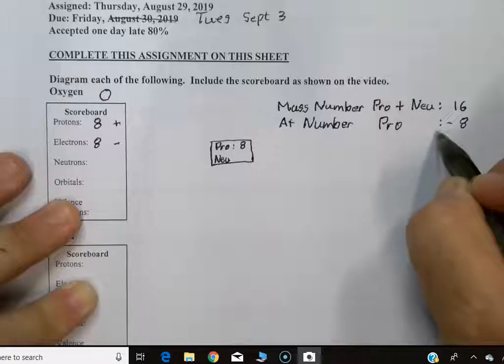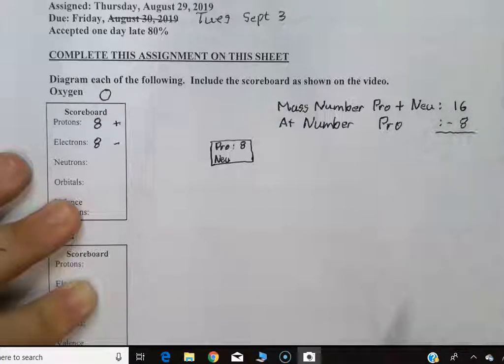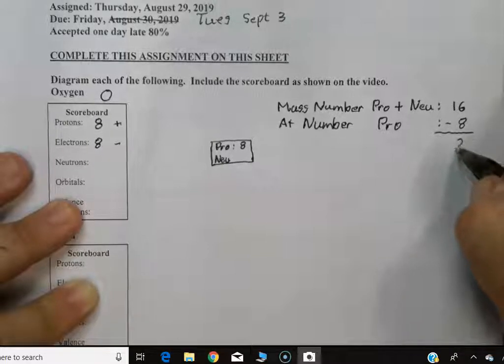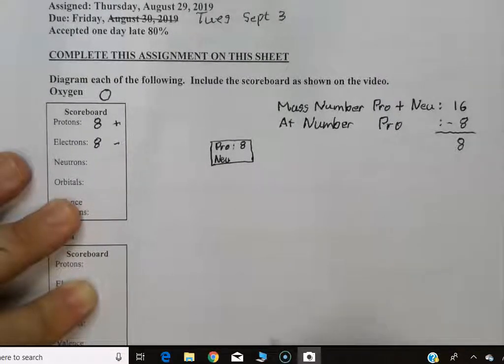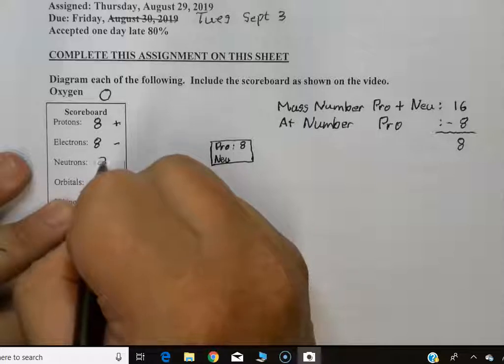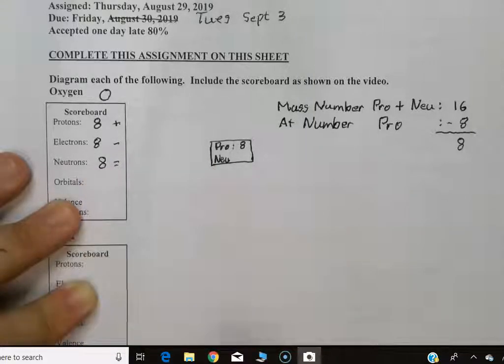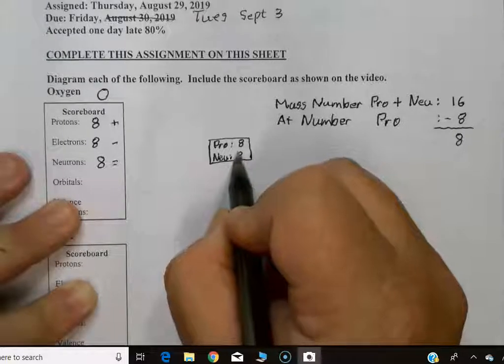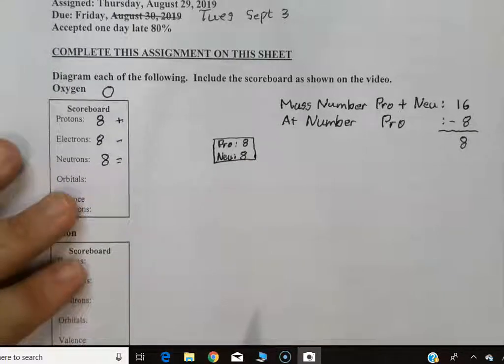And we're going to subtract that. So if we know we have 16 protons and neutrons, and 8 of them are protons, then that means the other 8 have to be neutrons. So we can go ahead and put that there, put it in our scoreboard, and go ahead and put it in our nucleus. Rather than drawing all these circles with plus signs and equal signs, we'll just write it like that.